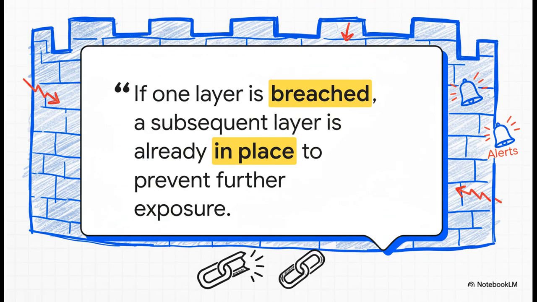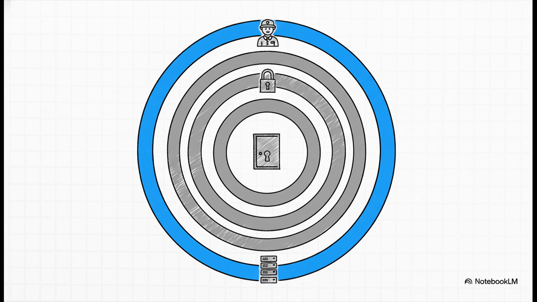Now here is a critical point for the exam. The goal here isn't to be completely unbreakable. It's to slow attackers down, to make their lives difficult. If one of your layers fails, it's not game over, because you've got another one right behind it. It's all about redundancy. So what do these layers look like?